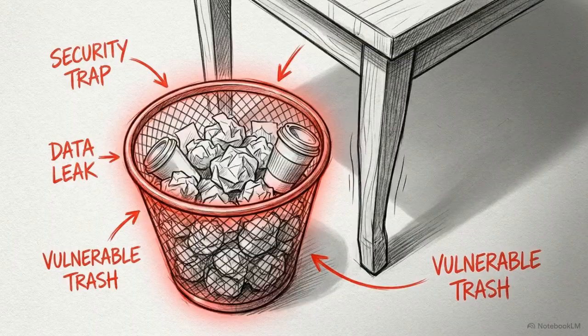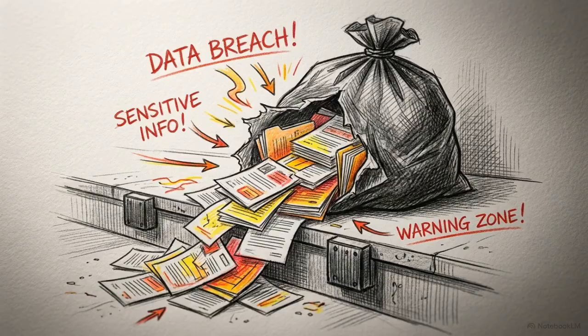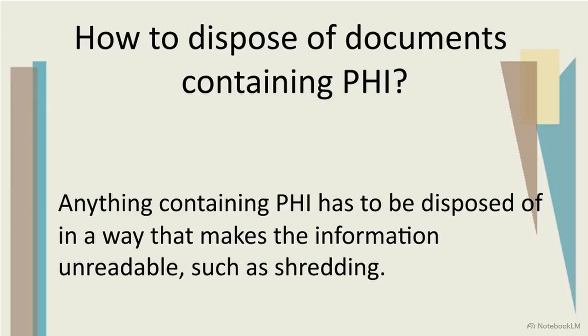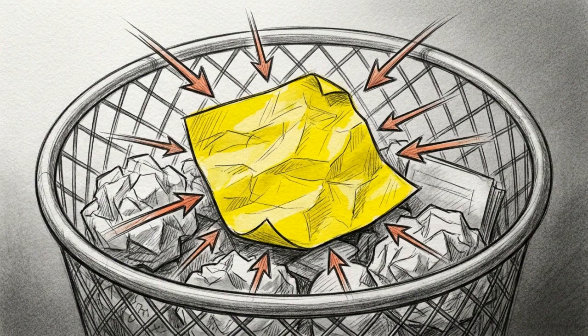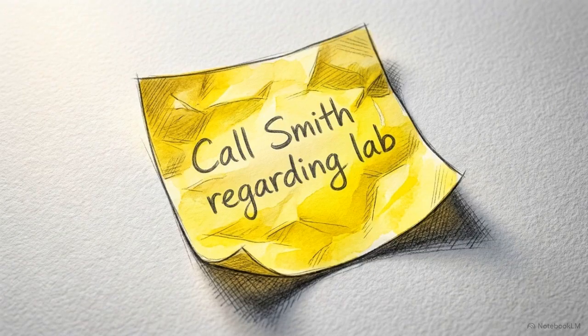Step 4 covers proper document disposal. The open trash bin is one of the most dangerous traps in any facility because no one knows who will see that paper once it leaves the building. This training slide states the rule clearly. Anything containing protected health information has to be disposed of in a way that makes the data unreadable, such as shredding. Tossing a crumpled, handwritten note with a patient's name into a personal desk-side wastebasket is a serious mistake, even if the information seems minor.